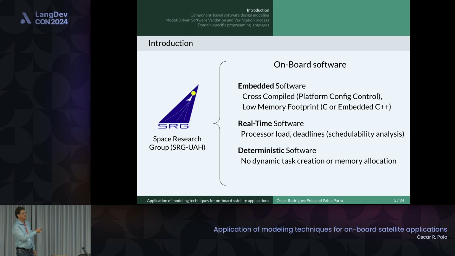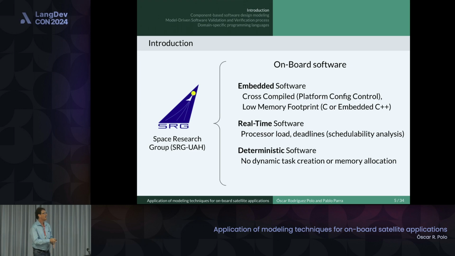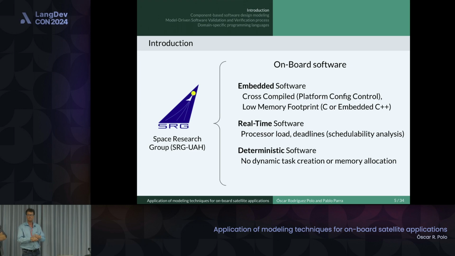To tackle embedded software, cross-compilation, and low memory footprint, we have to generate C code or embedded C++. We have to develop real-time software, so we have to provide the schedulability analysis of our software. And we cannot use dynamic task creation or memory allocation. We have to build deterministic software.